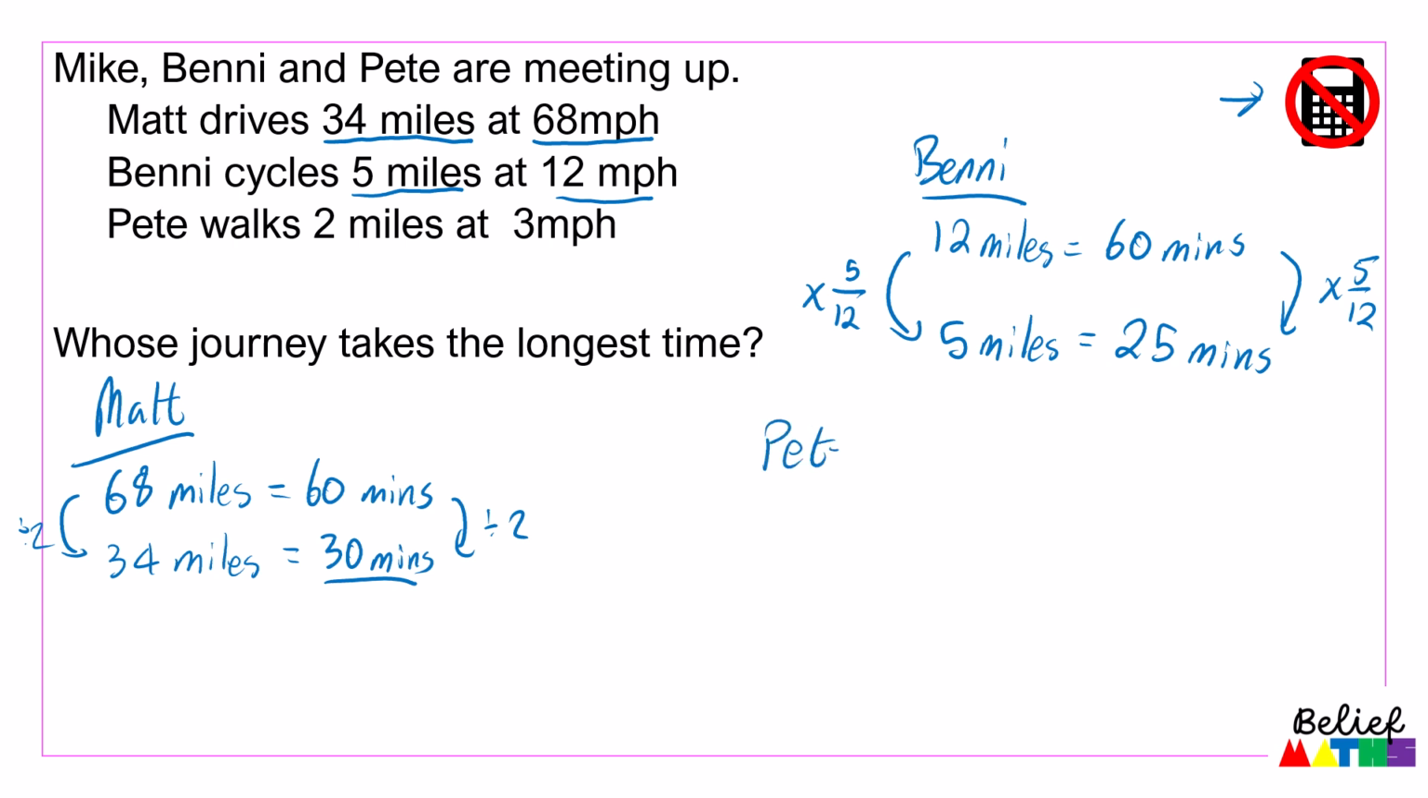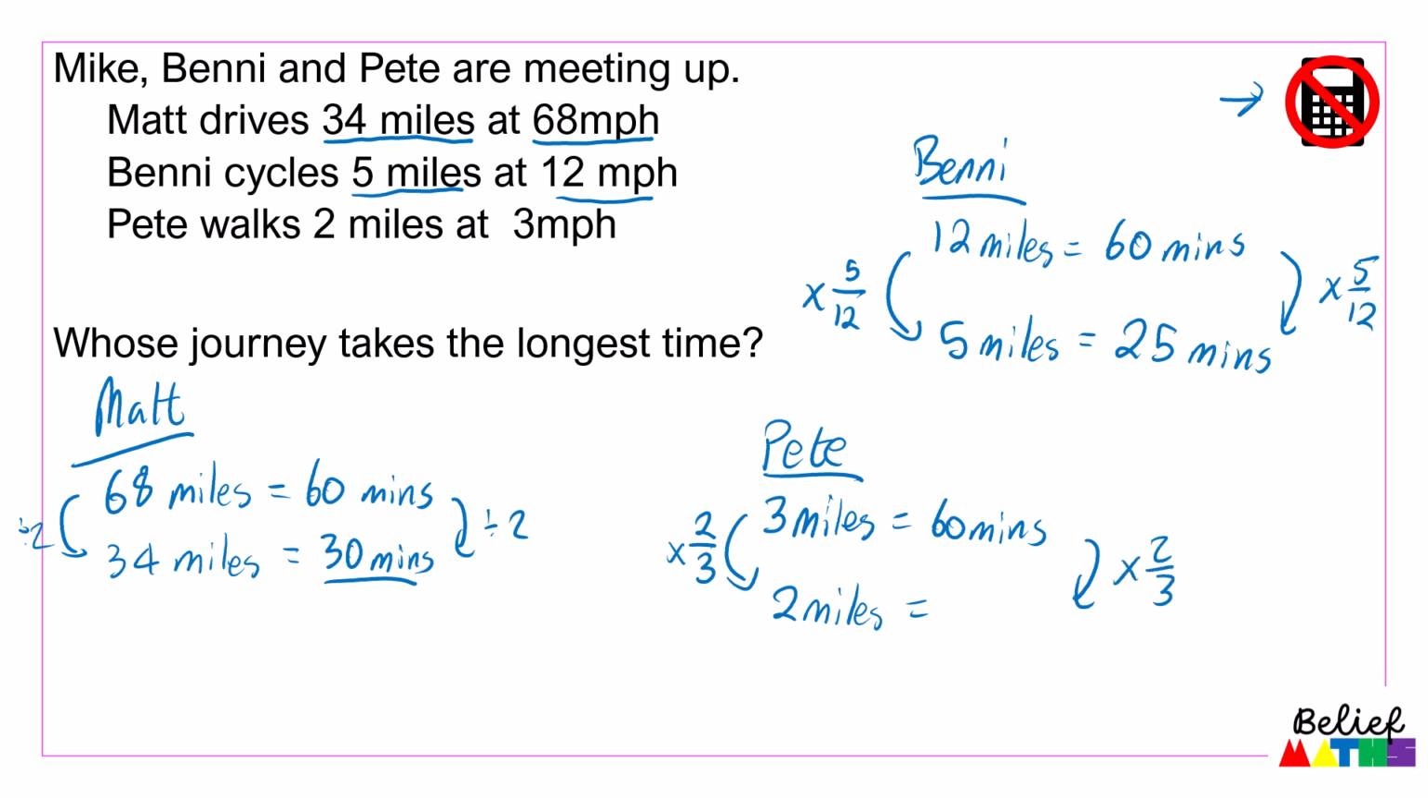Finally, we've got Pete. Now Pete travels at 3 miles per hour. So that's 3 miles in 60 minutes. And we want him to travel 2 miles. Once again, we're going to find our scale factor. It's going to be 2 because that's what we're trying to finish on, divided by 3 because that's what we currently have. On the other side, times him by 2 over 3, dividing by the bottom and multiplying the top gives us 40 minutes. So Pete takes 40 minutes, Benny takes 25 minutes, and Matt takes 30 minutes. So whose journey takes the longest time? The answer is Pete.